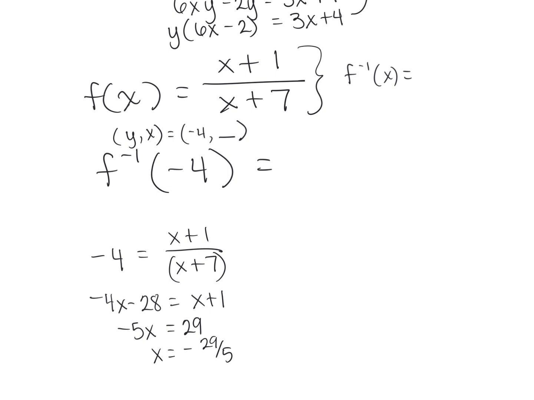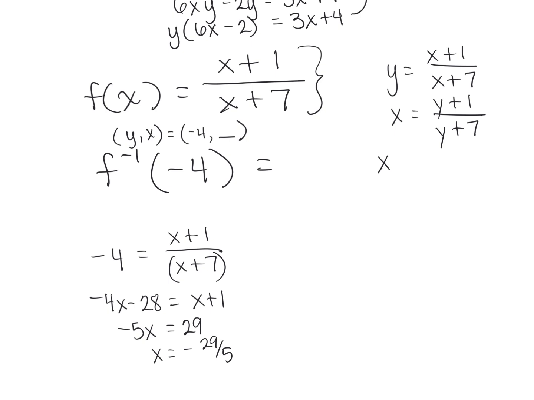Now, for those that want to do it the other way, you have to go through and find your inverse. You don't need to do it both ways. I'll show you both ways. You pick which way you want to do it. So I'm going to have y is equal to x plus 1 over x plus 7. x becomes y, y becomes x.